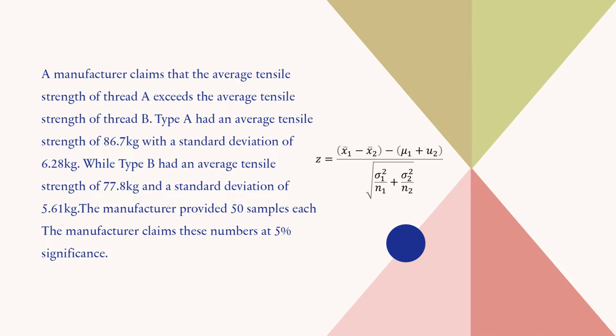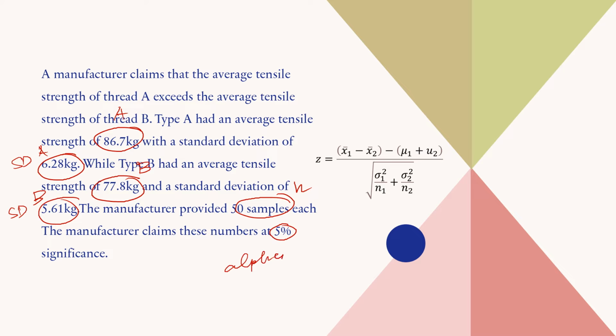Now, in this example, it's very well noted that all of the variables are already given, so you don't have to do any additional computation. You have the mean of group A, you have the mean of group B, the standard deviation of group A, the standard deviation of group B, you have n, and you have your alpha. So all you have to do really is substitute. So again, all we have to do is substitute.